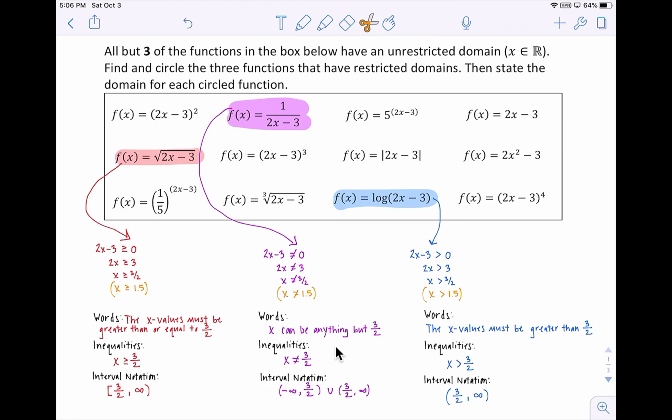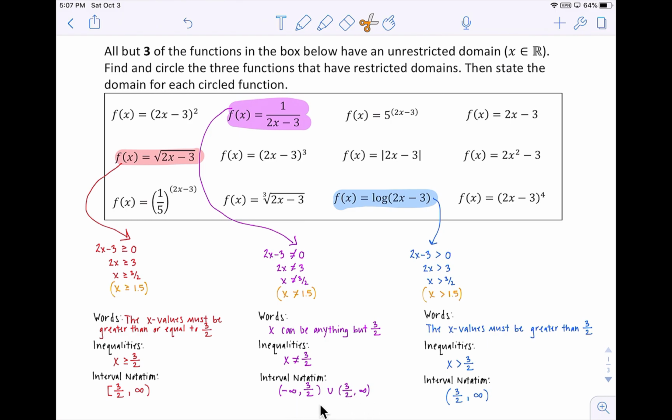So again, we can express that one 3 ways. We can say it in words: x can be anything but 3/2. We can use the not equal to symbol and say x cannot be 3/2, implying that it can be anything else. This last notation is probably the most descriptive of all.